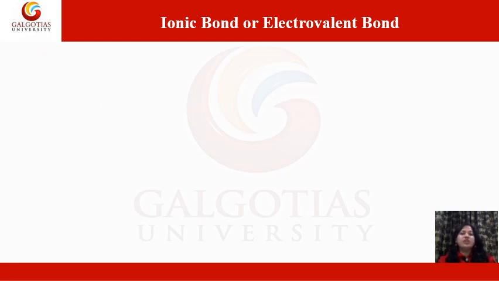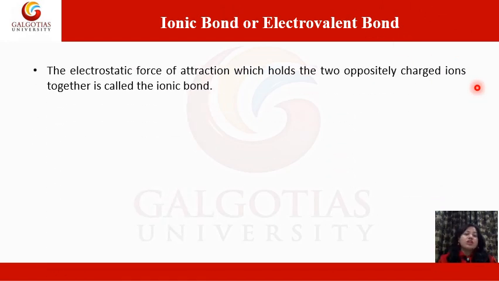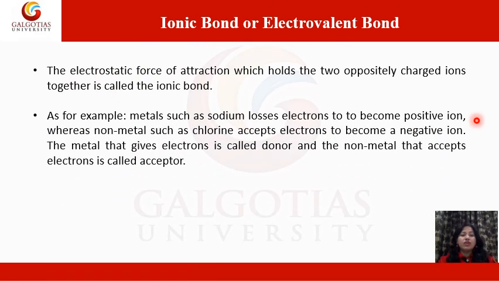Now, first we discuss what is ionic bond or electrovalent bond and how it is formed. The electrostatic force of attraction which holds two oppositely charged ions together is called ionic bond. For example, a metal such as sodium loses an electron to become a positive ion, whereas a non-metal such as chlorine accepts an electron to become a negative ion. So, the metal that gives the electron is called donor and the non-metal that accepts the electron is called acceptor.